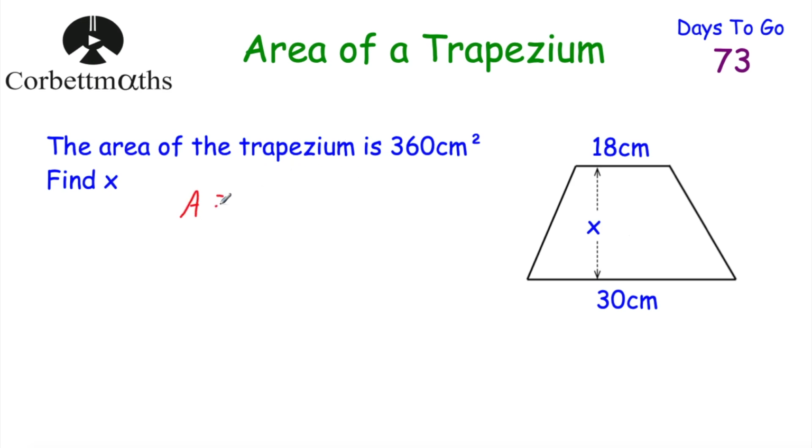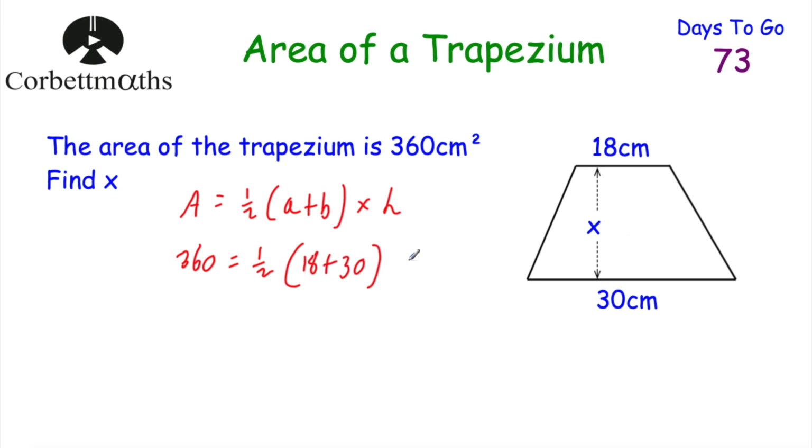So we've got the area is equal to half, and then in brackets a plus b, close brackets, multiplied by the height. We've then got the area is 360, is equal to half, and then in brackets we've got 18 plus 38, the two parallel sides added together, multiplied by the height of the trapezium, which in this case is x. Okay, so let's work this out.